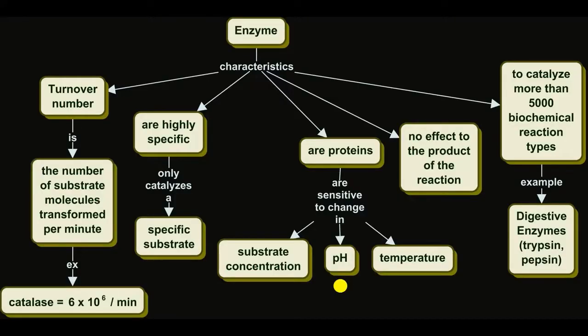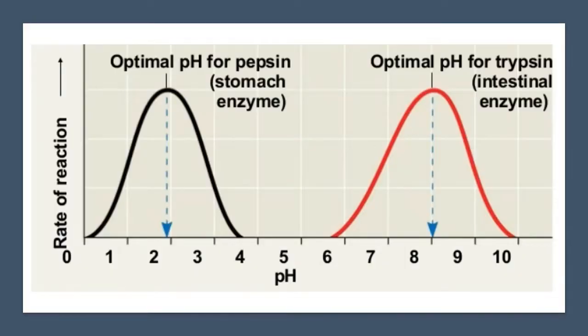Enzymes are also sensitive to pH change. Thus, an enzyme will be working with what we call the optimum pH scale. For example, the optimal pH for pepsin, the stomach enzyme, is a little bit above pH 2 but not more than pH 3.